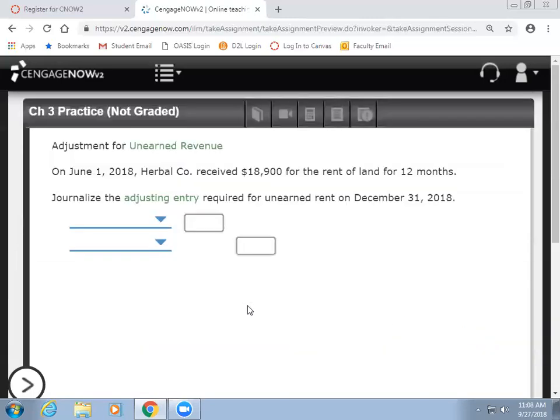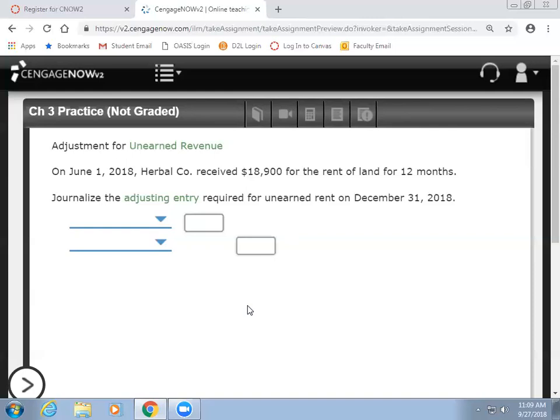Alrighty, let's look at number 3. Number 3, it tells us it's an adjustment for unearned revenue. Unearned revenue is a deferred revenue. So here, if you remember, an unearned revenue is when we've received cash in advance. So they've paid us for the service or for the product before we've actually delivered it. So in this case, it tells us what happened.